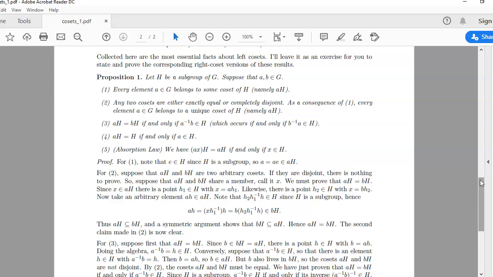Item 3 is probably the most important thing. It tells you how one knows when two cosets are equal, okay? Suppose you had a coset tagged by little a, and suppose you had a coset tagged by little b. How do you know they're equal? Well, it turns out they're equal if and only if a inverse b belongs to H. So it's very simple. You simply check if a inverse b lives in H.